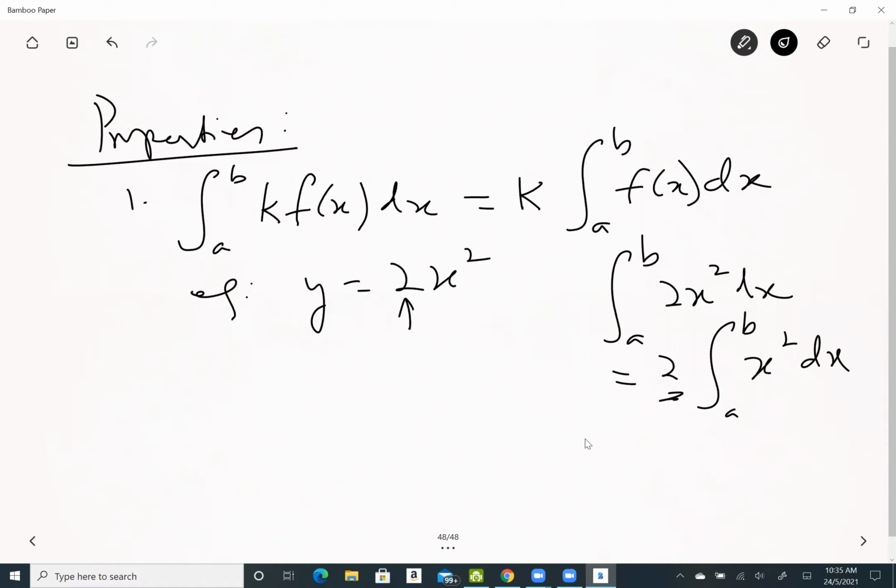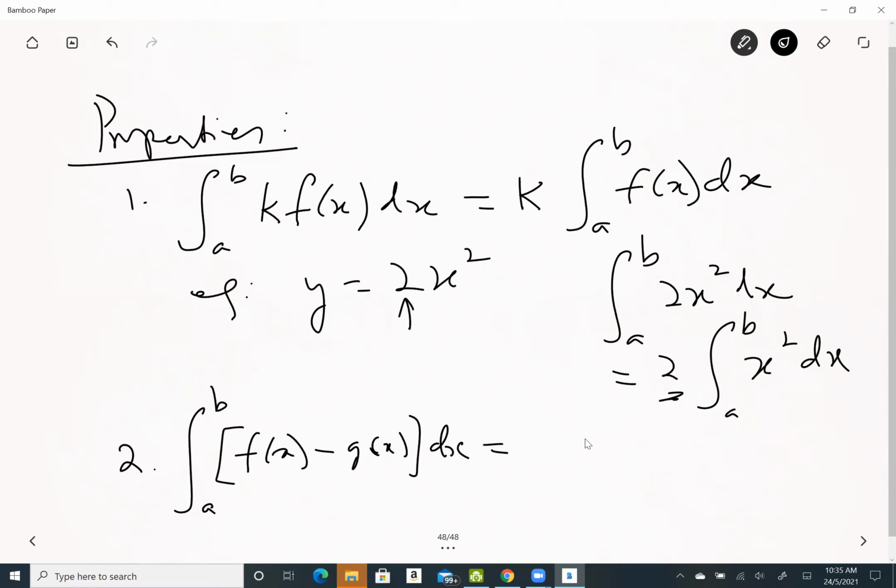Okay, rule number two. Rule number two is the sum and difference rule. If I have the integral from a to b of two terms in x, two functions, f of x minus g of x, dx, it's just equal to the sum of the integrals. That will be equal to simply the integral from a to b of f of x dx plus the integral of g of x from a to b.